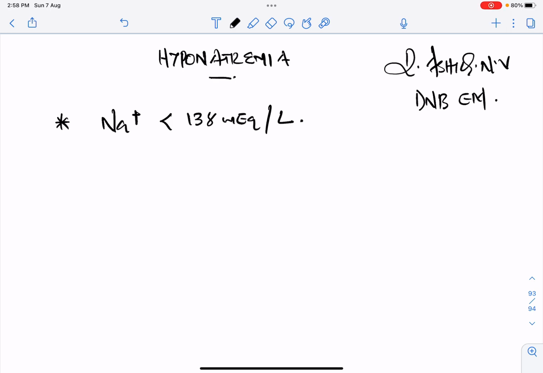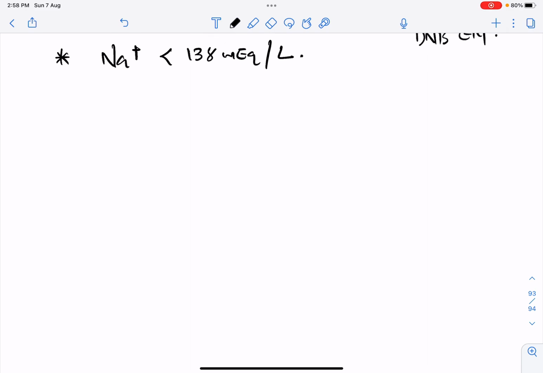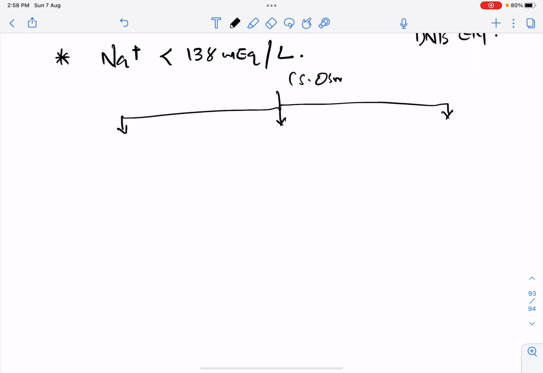Moving on to the classification, hyponatremia can be broadly divided into three different classes based on serum osmolality. The three classes are: first, hyperosmolar; then isoosmolar; then hypoosmolar.